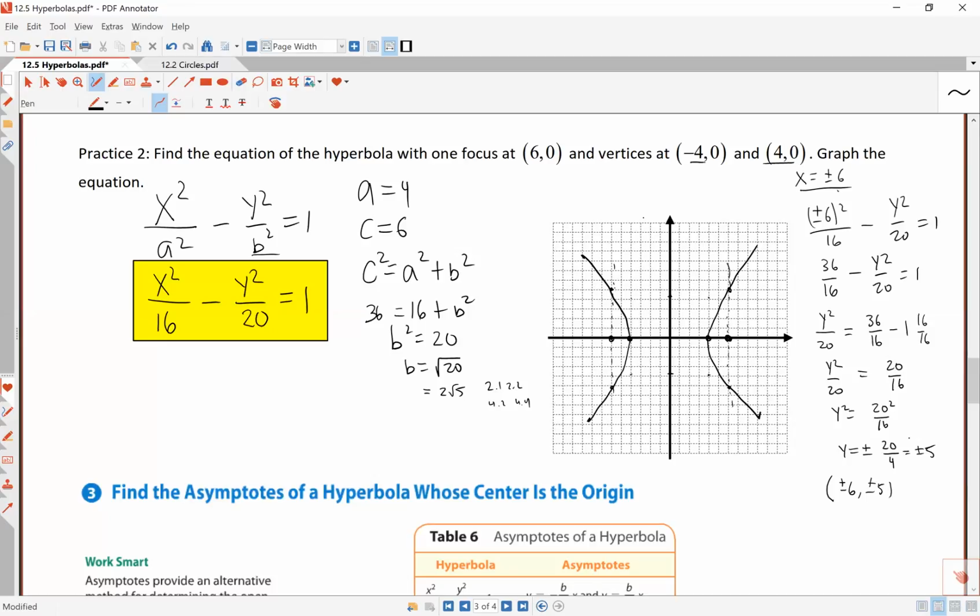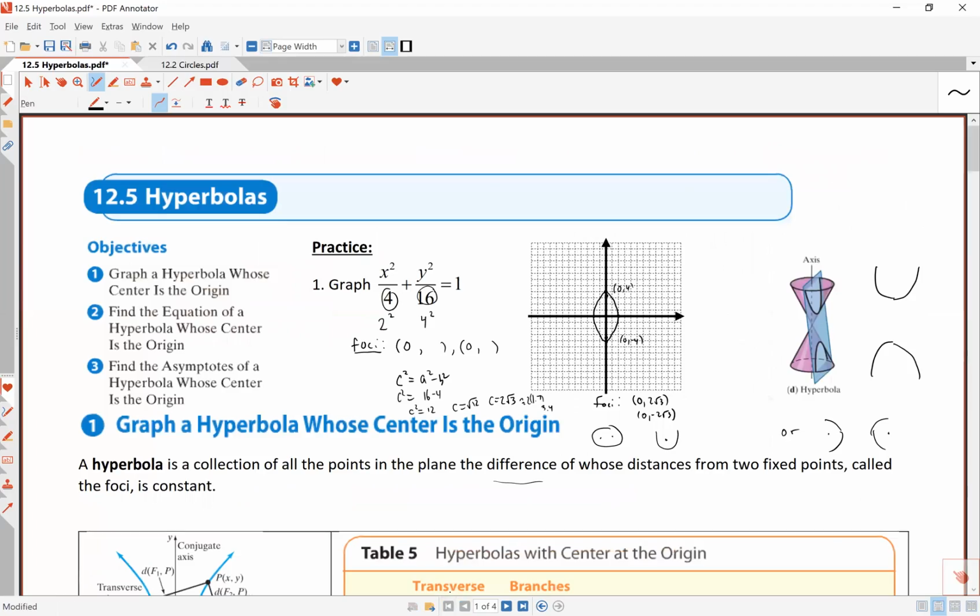And this concludes the video for section 12.5, Hyperbolas, Objective 2, find the equation of a hyperbola whose center is the origin.